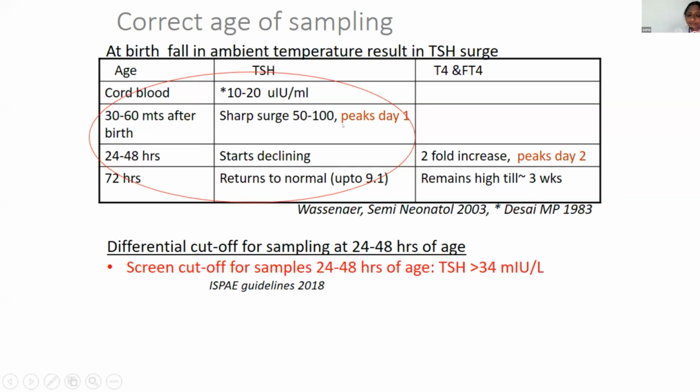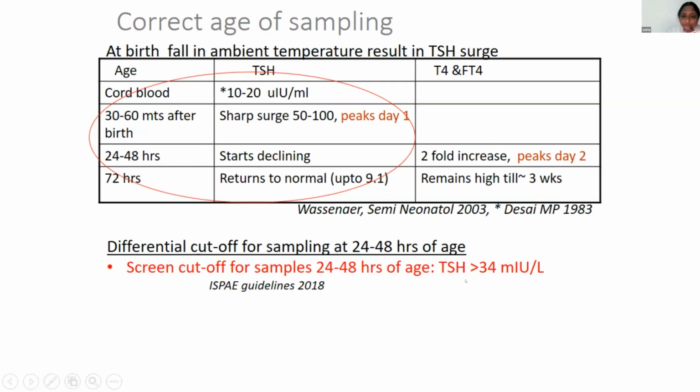So a differential cutoff too. For the vast majority of our children, the problem is if you don't screen them when they are in the hospital, following discharge it's very difficult to get them back. And most of the normal deliveries are actually discharged within 24 hours after birth, so 24 or even 48 hours. So if we need to take a sampling, we need to use a differential cutoff.